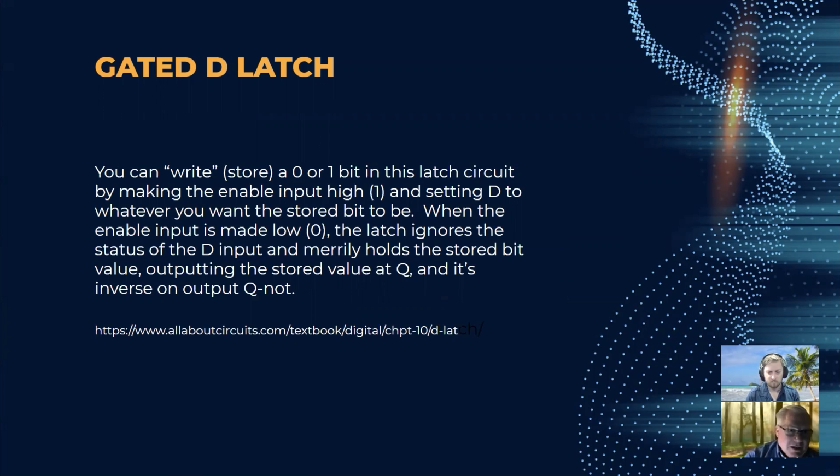The gated D latch. You can write or store a 0 or a 1 bit in this latch circuit by making the enable input high, or a 1, and setting D to whatever you want the stored bit to be. When the enable input is made low, or 0, the latch ignores the status of the D input and merely holds the stored bit value, outputting the stored value on Q and its inverse on output Q not.